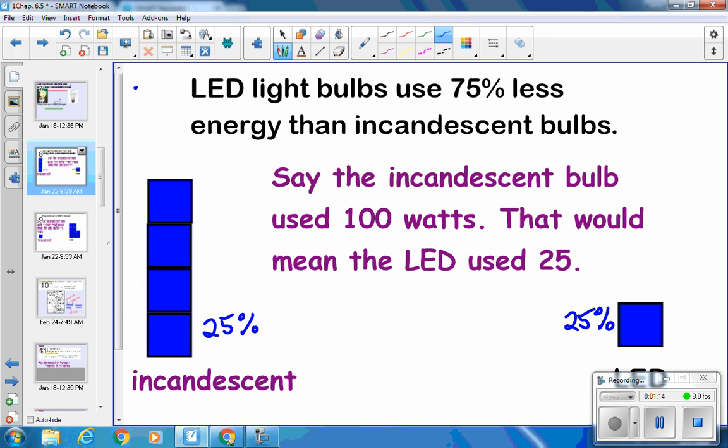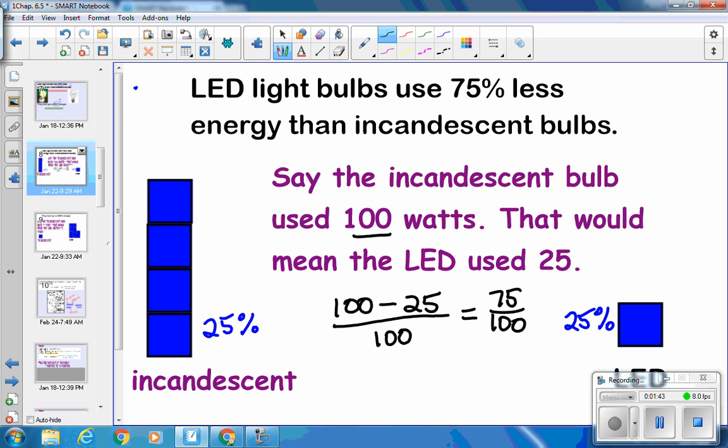How we would get that using math is that we take the starting amount, which is 100, and we want to see what it changed by with the new light bulb, so we would subtract 25. And then we're going to divide that by what it was originally. So what that ends up being is 75 over 100, which is 75%. So this is just an example of what that actually looks like.